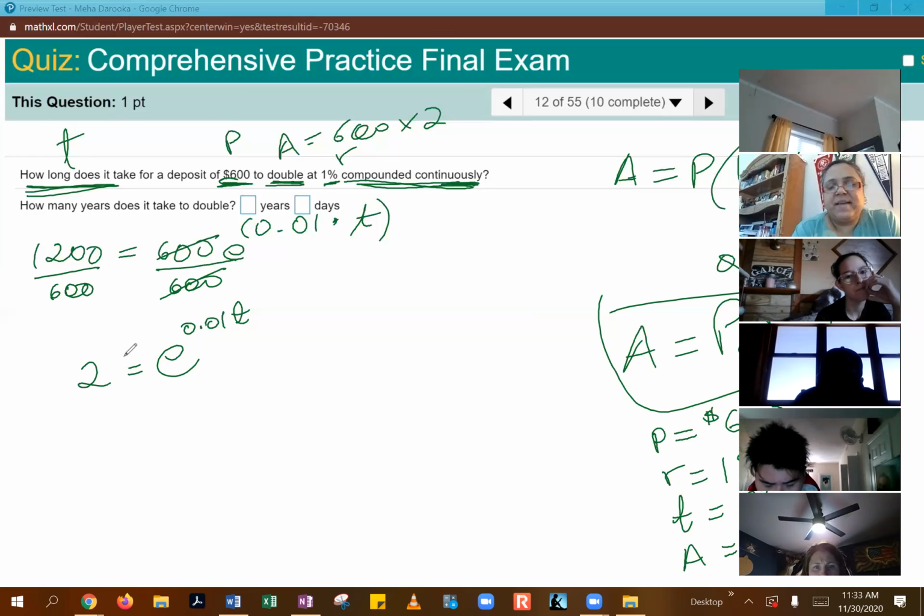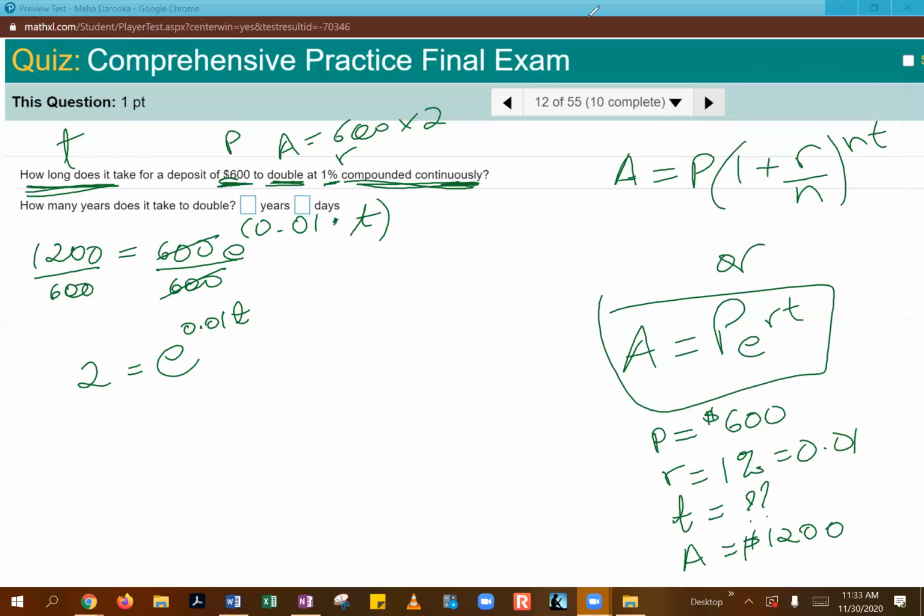Because if you think about this, you want to get t by itself. So what if you were given something like, I don't know, 2 to the x equals 5? How would you solve this? That's the same kind of thing they are asking you over here. So how would you solve something like this? What would you do?